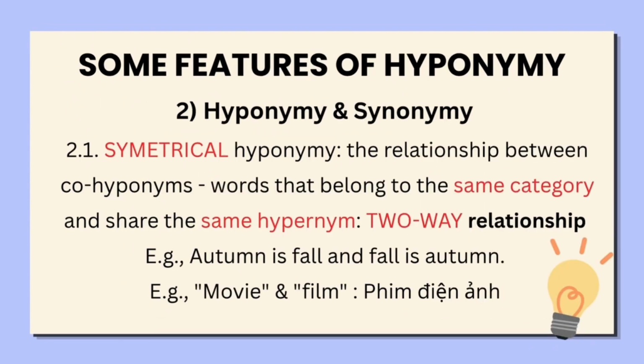Next, let's move on to symmetrical relationships. Some words, called synonyms, can refer to the same concept in different forms. For example, autumn and fall, movie and film. These pairs have a two-way relationship because they share nearly identical meanings.